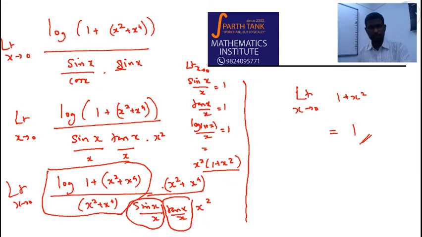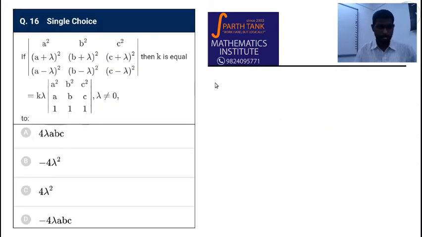Very good. Let us move on to question number 16. Determinant a squared, b squared, c squared; a plus lambda squared, b plus lambda squared, c plus lambda squared; a minus lambda squared, b minus lambda squared, c minus lambda squared is equal to k lambda times the whole thing. K not equal to 0, then k is equal to how much? Okay, quite simple. Let us try to simplify and bring it to the standard form. First of all, I am going to do row 2 replaced by row 2 minus row 3.